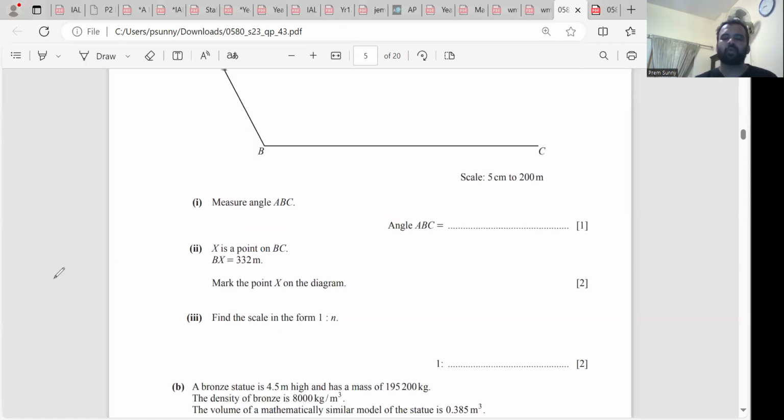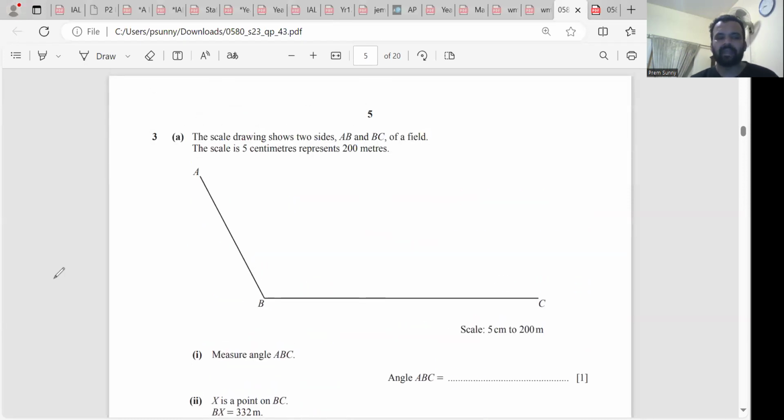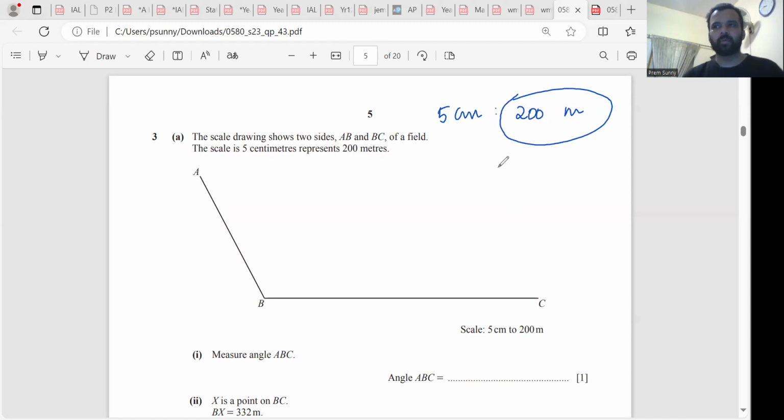Find the scale in the form of 1:n. Scale should always be in centimeter. Both the first ratio and the second one should be in centimeter basically. So 5 centimeters to 200 meter. So this meter should be converted to centimeter. Always remember that rule here. Scale will always be in centimeter.